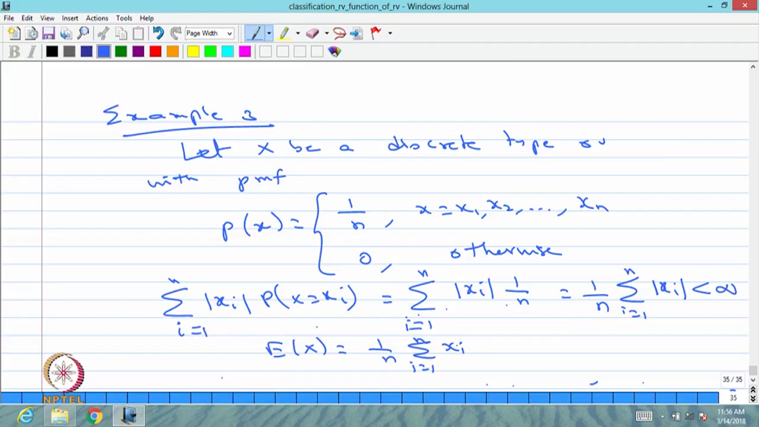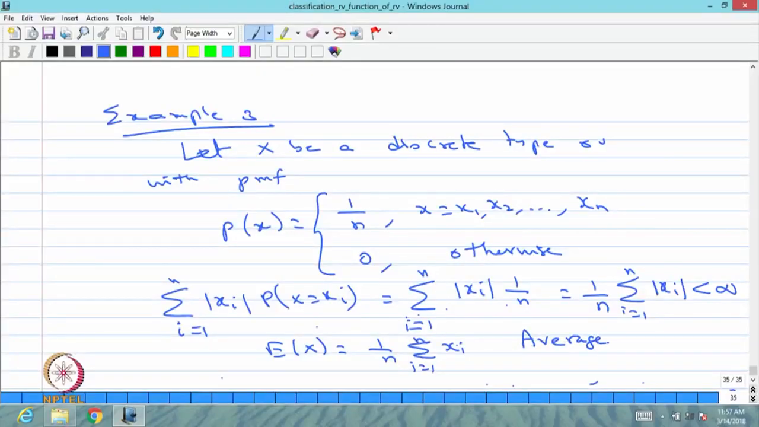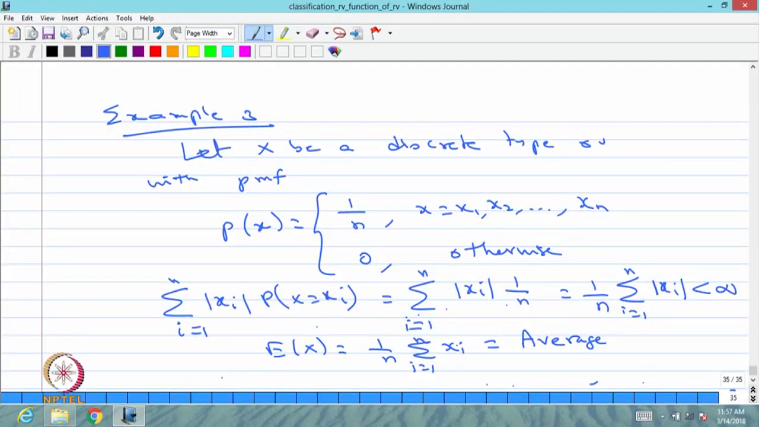This is the expected value of the random variable x when x is a discrete type random variable with probability mass function 1 by n for the n values x i. But you know that 1 divided by n times the summation of x i is nothing but the average. So whenever the random variable is equiprobable at a finite number of points, the mean or expectation is the same as the average. Later we are going to conclude this random variable is called a discrete type uniform distribution. That means for a discrete type uniform distribution, the mean expectation is the same as the average.